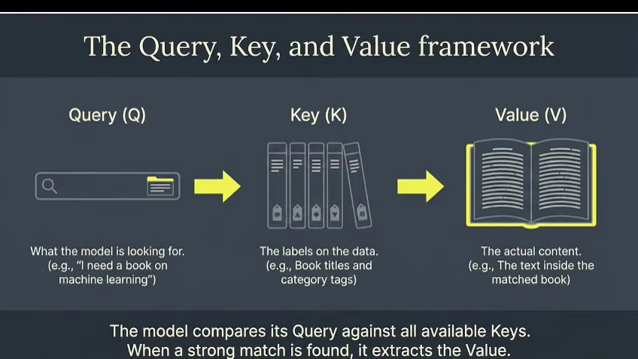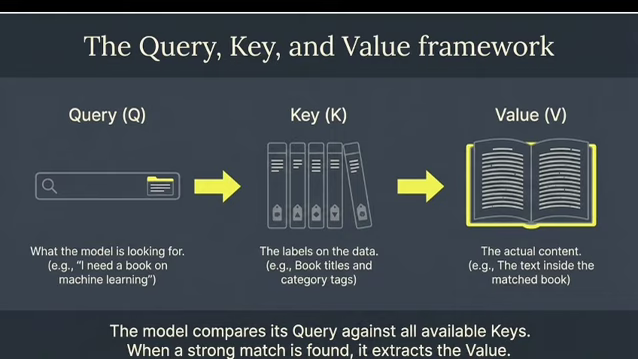The query, key, and value framework. This is a framework used within attention mechanisms, where the query means the input we are giving the model. For example, I need a book on machine learning. That is what the model is looking for. That is the prompt we give the model, which is the query.